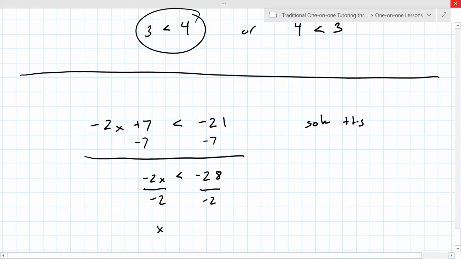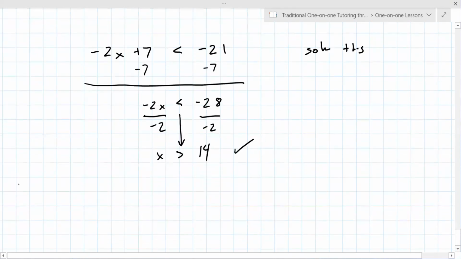When you divide by a negative, what do you do to this inequality here? You have to flip it. What is negative 28 divided by negative 2? 14. Very good.